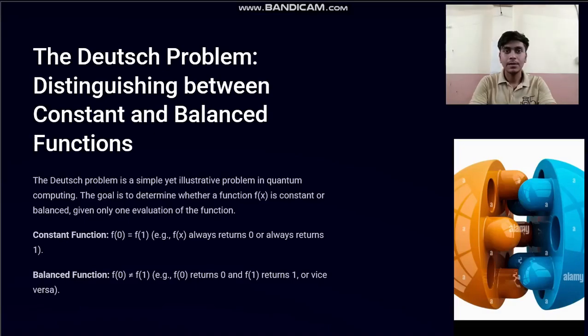In a classical world, to determine if a function is constant or balanced, you would have to check both inputs, f(0) and f(1). But quantum computing gives us a way to find the answer with just one evaluation. And that's where the Deutsch algorithm shines.